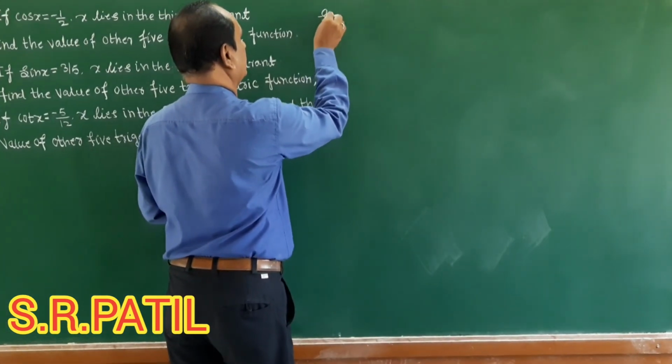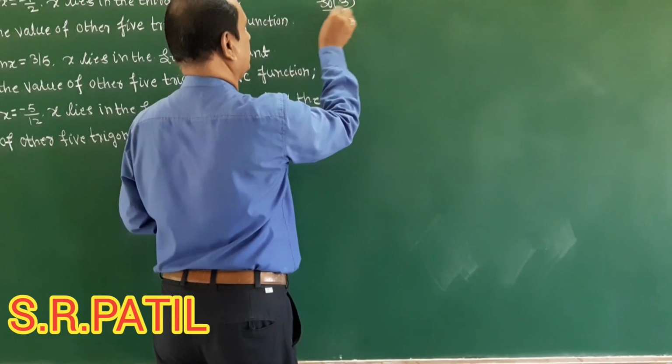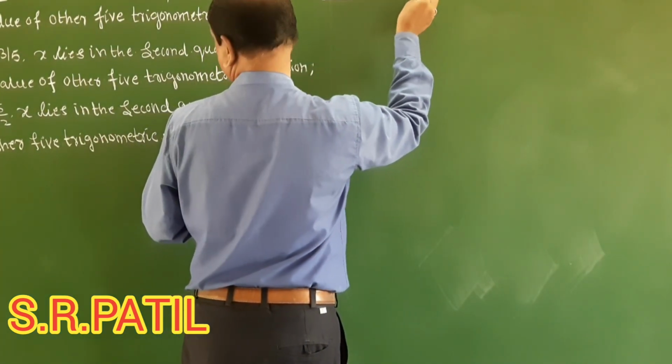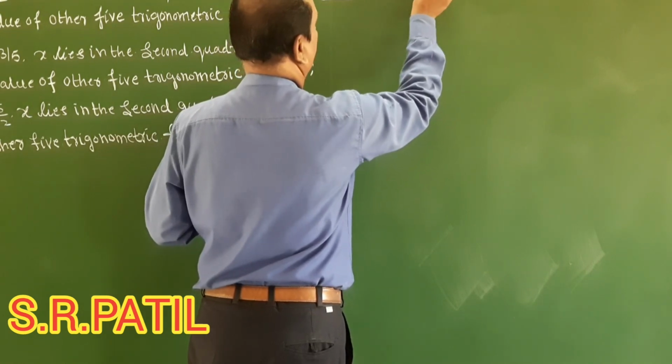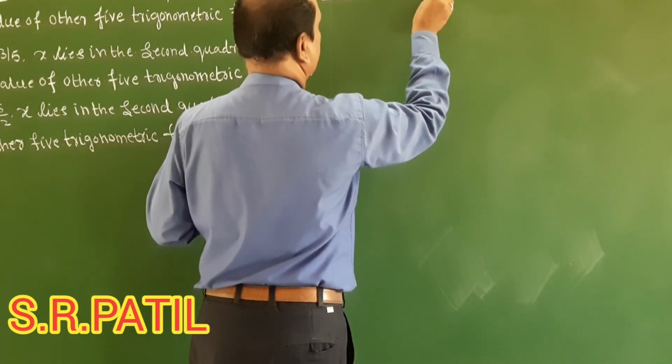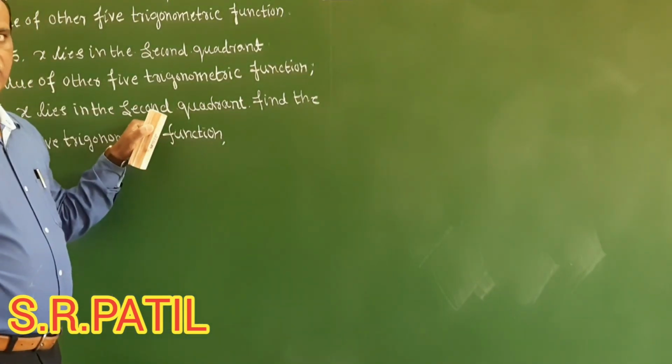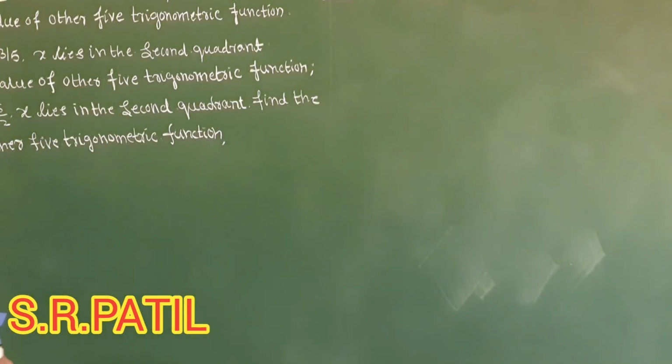Solution for example number 3. So cot x is equal to minus 5 divided by 12 is given. So x lies in the second quadrant. Then you have to find the remaining 5 trigonometric functions.